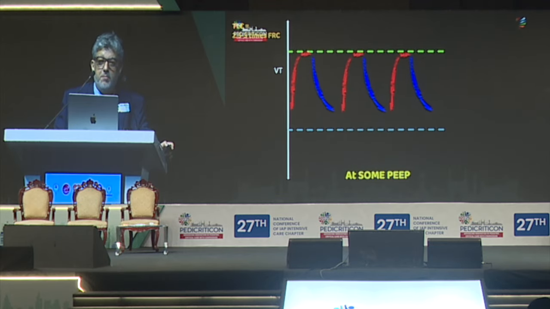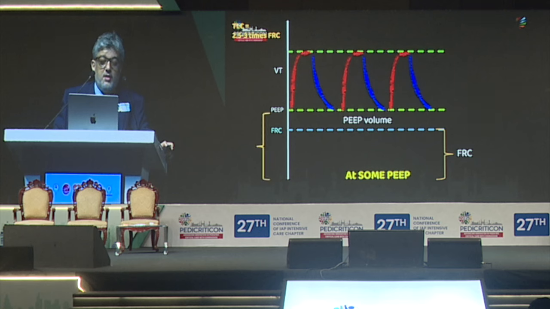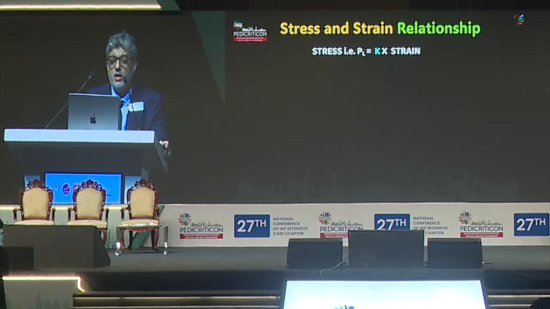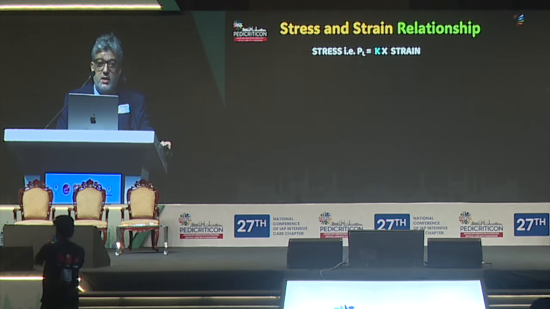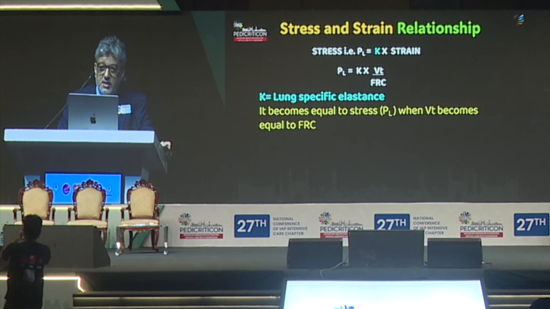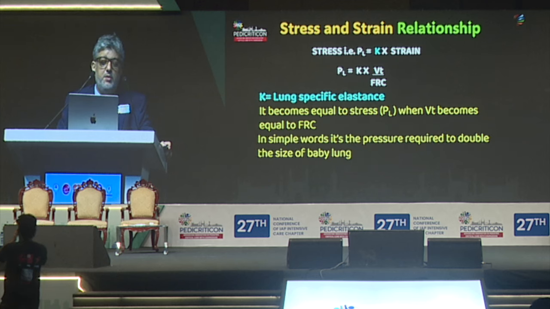When we introduce a PEEP in the system, we are basically introducing a certain PEEP volume. And then this is end expiratory lung volume, which is a combination of both PEEP volume and FRC. So delta EELV will be EELV minus FRC, that is PEEP volume. And when you want to measure the strain here, this will be tidal volume plus PEEP volume divided by FRC, that will be the global strain. The relationship between stress and strain, as we all know, is K multiplied by strain. And K is lung-specific elastance. Strain, as we saw already, is VT divided by FRC. Lung-specific elastance is the pressure required to double the size of the baby lung.